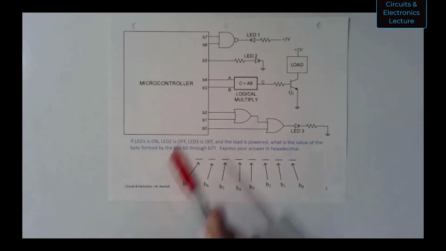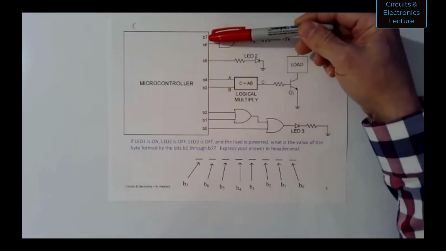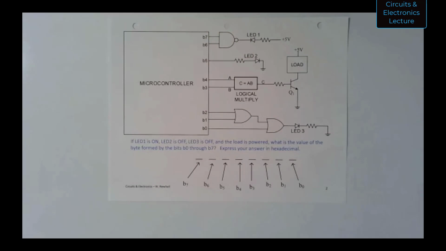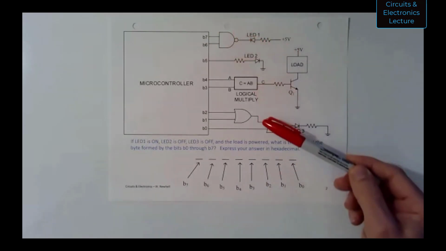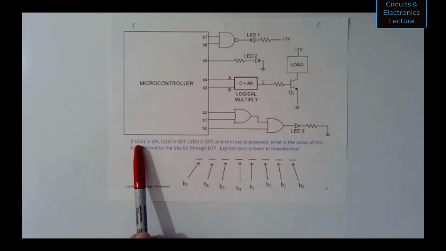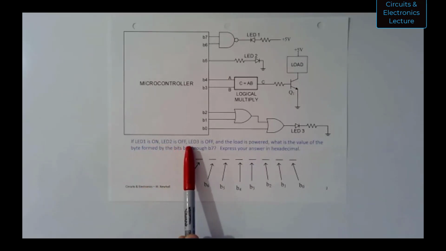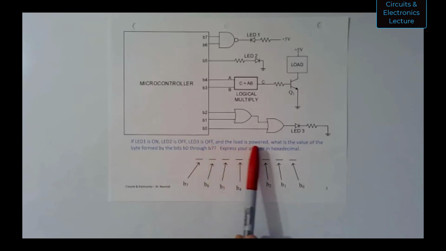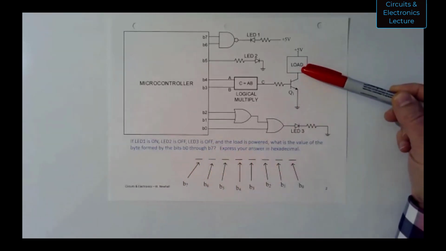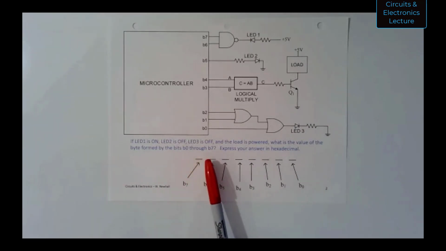So here's what you have. You have a microcontroller with output bits, bit 0, 1, 2, 3, all the way up to 7. So you have a 1 byte output here. And you have some gates, logical gates. You have a transistor with a load. And so this is what you want to achieve at the bottom. If LED 1 is on, LED 2 is off, LED 3 is off, and the load is powered. That means there's a current running through that load. What is the value of the byte formed by bits B0 through B7? And then express your answer in hexadecimal.